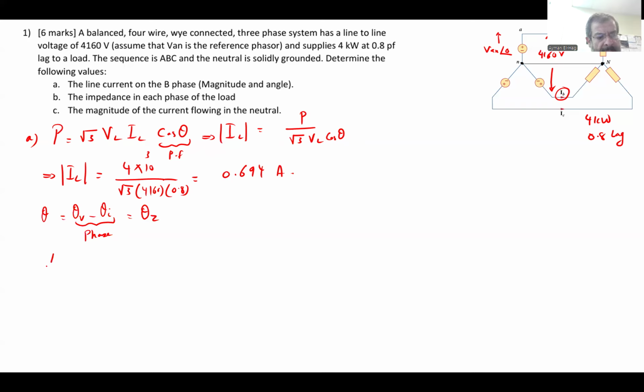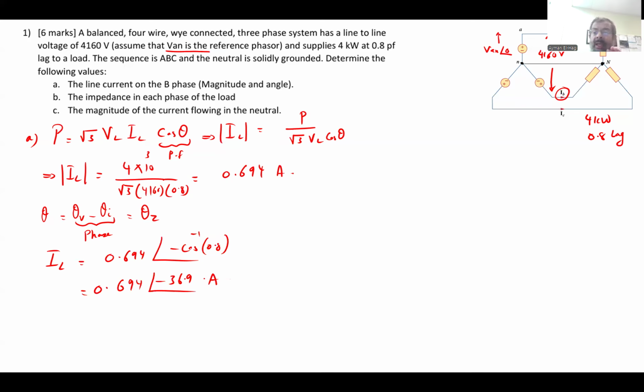So your I_line is equal to 0.694 at an angle of minus cosine inverse of 0.8. Why minus? Because it's a lagging power factor, and VAN is the reference with angle 0, so the current will have a negative angle. So it is equal to 0.694 angle of minus 36.9 amps. That is the current.